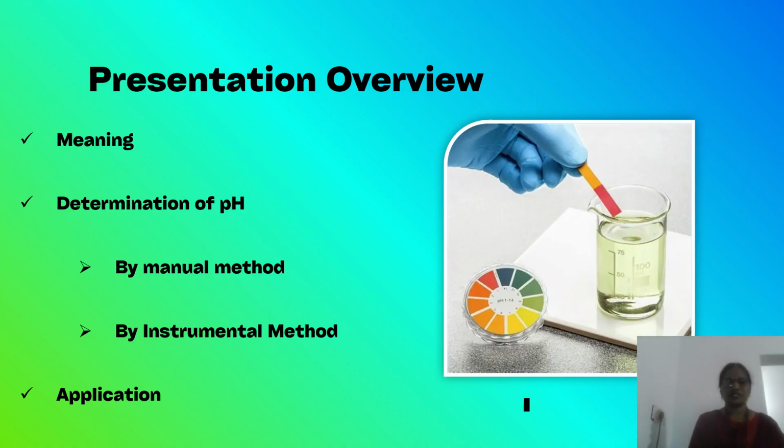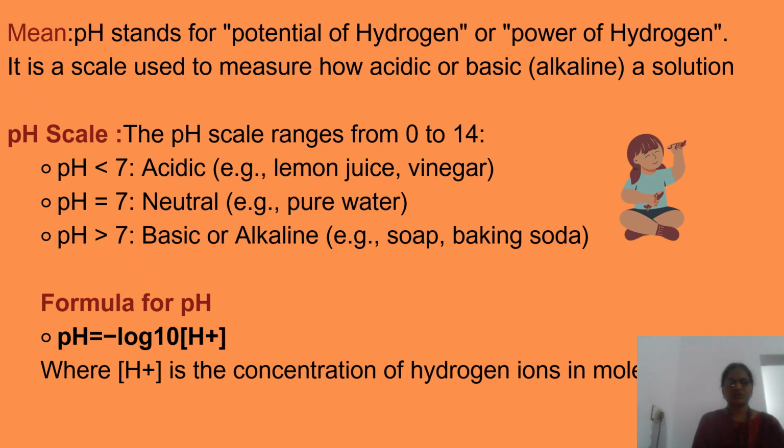In my presentation, I will discuss what we mean by pH, how to determine the pH of a solution, and what the applications are. First of all, what do we mean by pH? pH stands for potential of hydrogen or power of hydrogen. It is a numerical scale used to measure whether a substance is an acidic, basic or neutral solution.